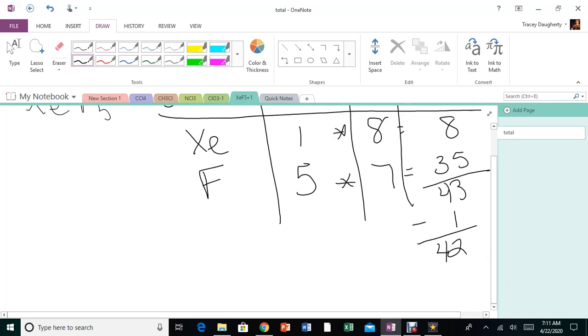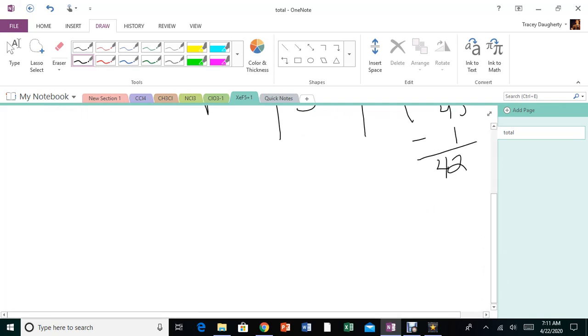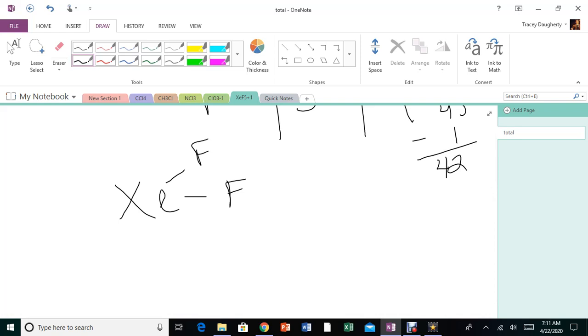So XeF5+, we have Xe with 5 fluorine atoms, and here each bond is worth 2 valence electrons, so here we have 10 valence electrons. So we have 32 valence electrons left over. So we're going to put 6 dots around each fluorine atom.